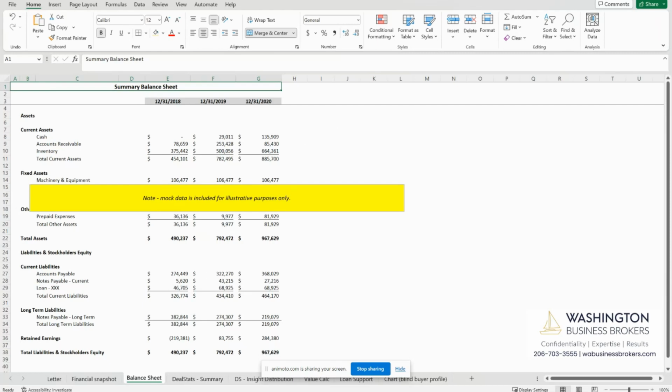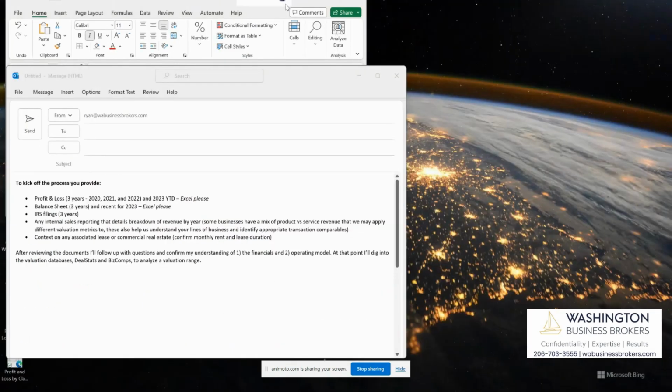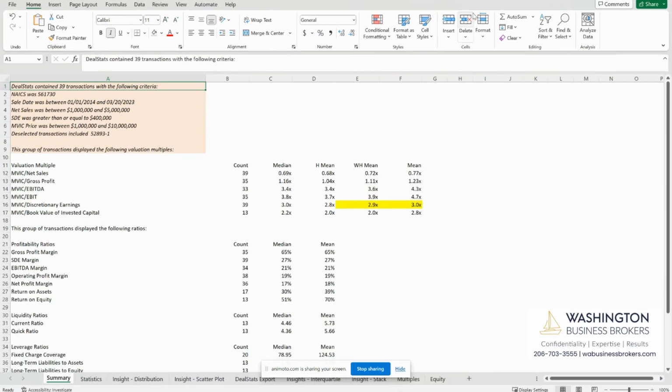Next thing we're going to do is start to talk about where we actually source the data from. So here I want to show you another file. There's 2 primary databases that we use, right? The first is called Deal Stats, and the second is called BizComps. In this case, this data is for landscaping and tree care. Okay? And so you can see in this case that we looked at landscaping and tree care businesses that have transacted in the last 10 years with revenue between $1 and $5 million, where their cash flow to owner or seller discretionary earnings was higher than $400,000. And we excluded some transactions that were statistical outliers for various reasons. Okay, and that left us with 39 good transactions.